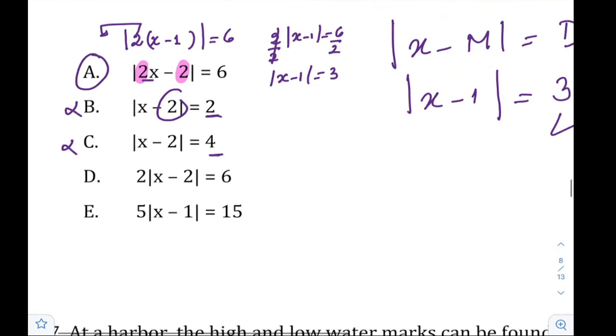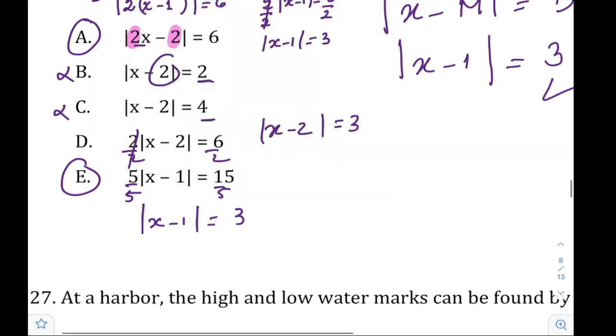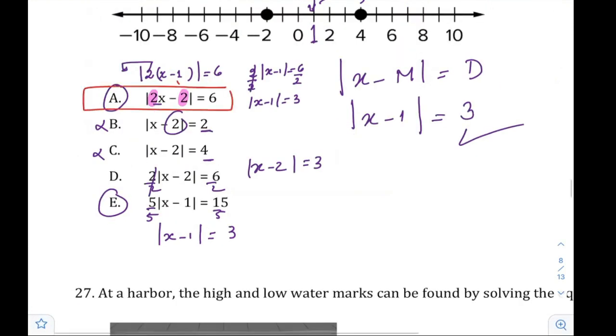Now, for this one, you will divide by 2 to simplify. It ends up with absolute value of x minus 2 is 3, not the 1. Let's check the E here. If you divide by 5 both sides, then the absolute value is equal to 3, which is the one that I am expecting. So I now have 2 correct answers, the A and the E.